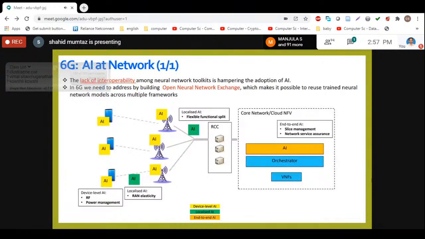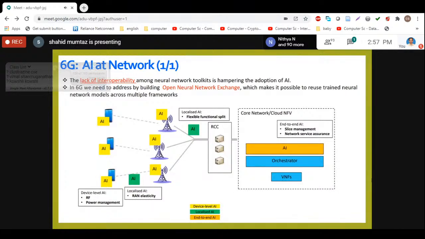So the AI can be at the device level, where you can control the RF power management, or it can be localized, where you can do different elasticity work. Elasticity means that you can support different use cases according to the throughput, latency, and other requirements. And then you can put it on the core part as well. But now the problem is that there is no interoperability between AI algorithms, because one AI algorithm will not run on another device, and another device's AI cannot run on the other device.